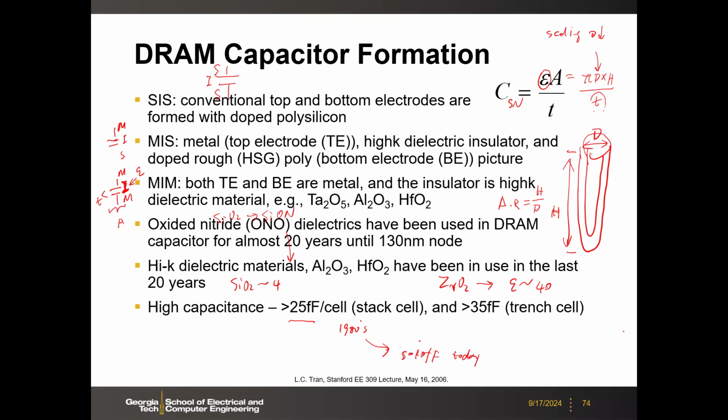If you think about the dimension scaling, from the 1980s to today, 40 years, we showed you the scaling trend before. The dimensions reduced by more than 1,000 times already. But the capacitance only changed by 2 or 3 times. So we have to maintain this CSN, because you cannot allow your sense margin to decrease by 1,000 times, right? So this is the key challenge in the DRAM cell capacitor fabrication.